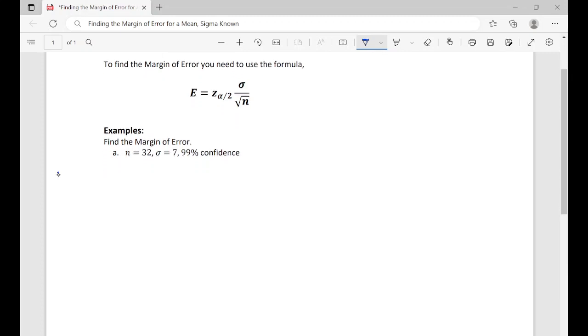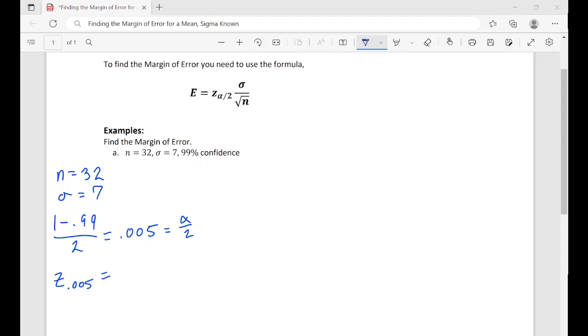Well, we know what n is, which is 32. We know sigma, which is 7. But we have 99% confidence. So we need to find our alpha over 2 value for this to find our critical value z. So 1 minus 0.99 over 2, and that's going to end up giving us 0.005, which is going to be our alpha over 2 value. So z of 0.005 is what we need to find for the critical value.